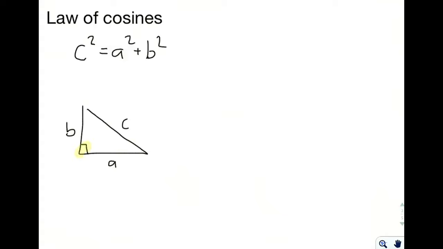So, what do you do when this is not a right angle? They added this little correction that allows you to say minus 2 times A times B times cosine of angle C. Not side C, that is big angle C. So if you add this little modification here at the end, now you have the law of cosines.